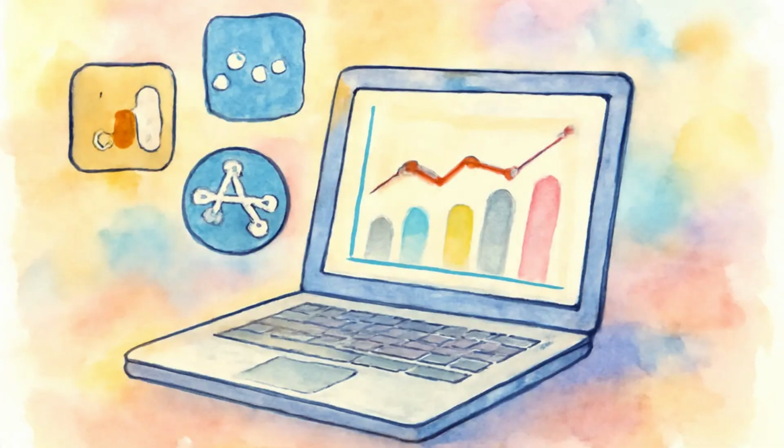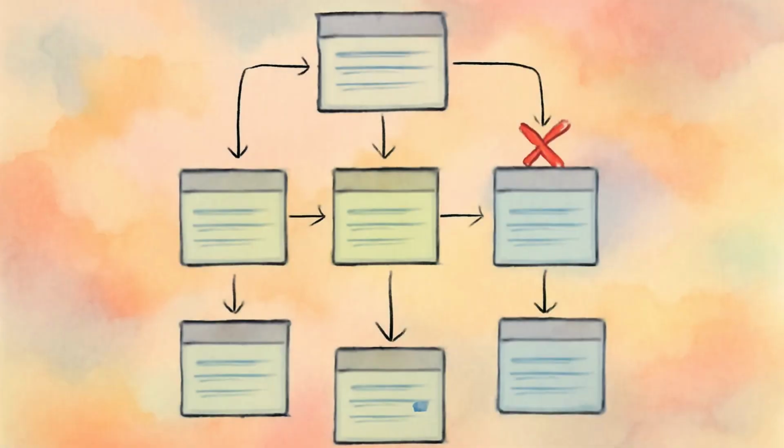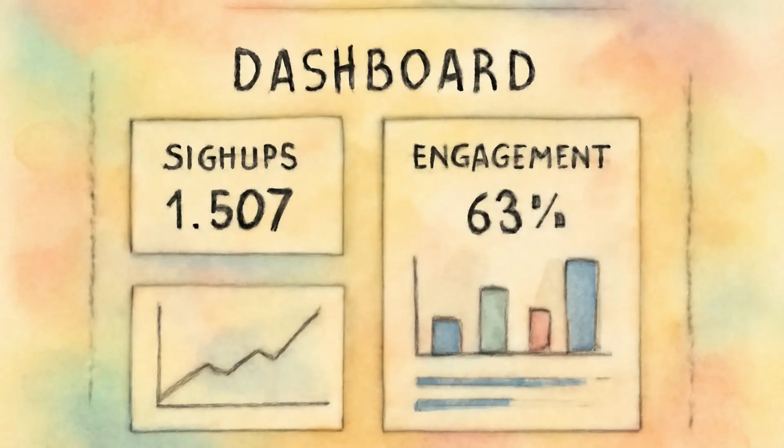Start by setting up tracking tools. Google Analytics, Mixpanel, and Amplitude are excellent for understanding user behavior. They show how users navigate your site or app, where they drop off, and which features get the most engagement. For early MVPs, you don't need complex dashboards, just a few key metrics tied to your core hypothesis.